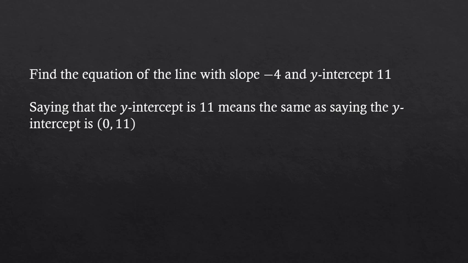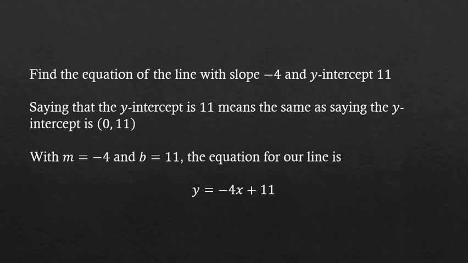So we're given our slope m, we're given our y-intercept b. Let's just take these two values, substitute them into our slope-intercept form, y equals mx plus b, and we come up with our line, y equals -4x plus 11.